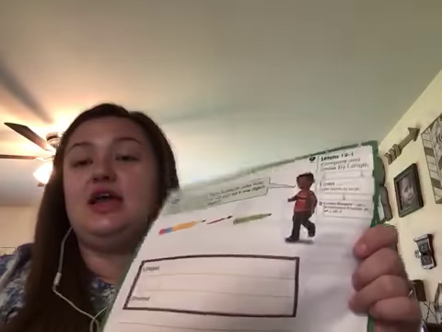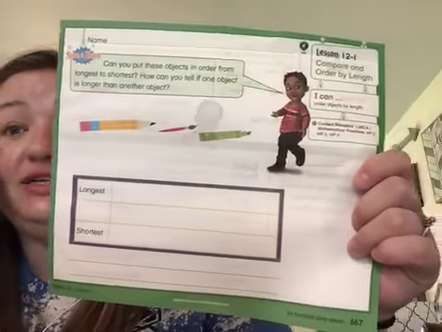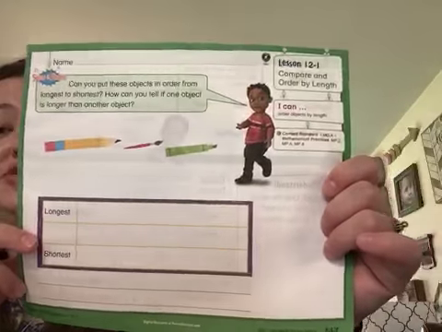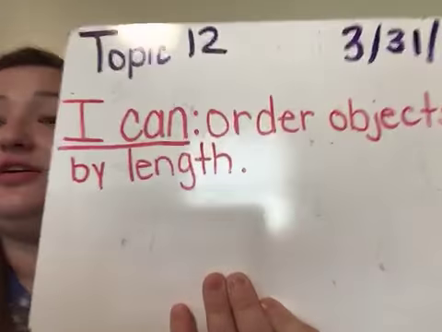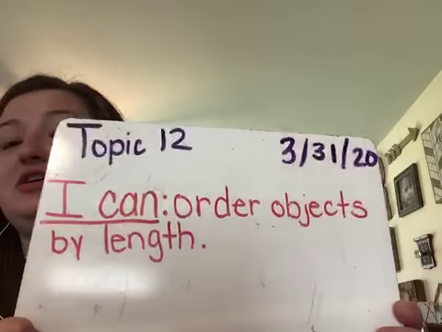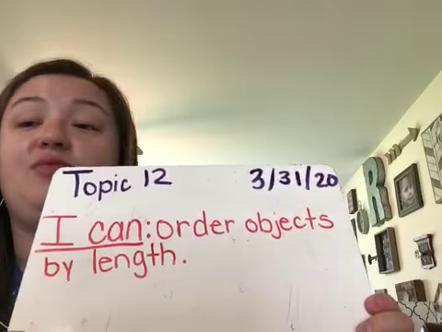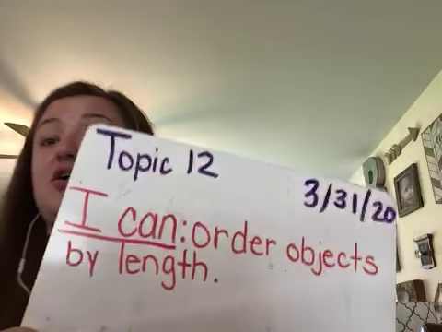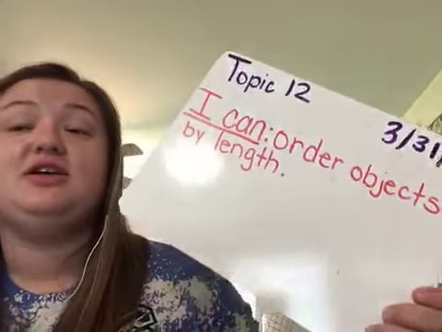Today we are going to be going over 12:1, and you should have already done this as your solve and share. Your I can statement for today is I can order objects by length. So all we're going to be doing today is looking at different objects, and we're going to be telling which object is longer, or longest. So which one is the longest and which one is the shortest.